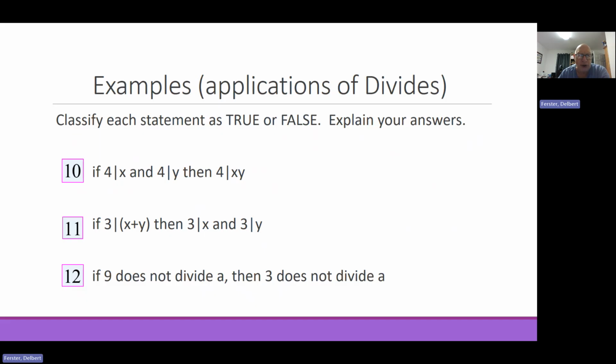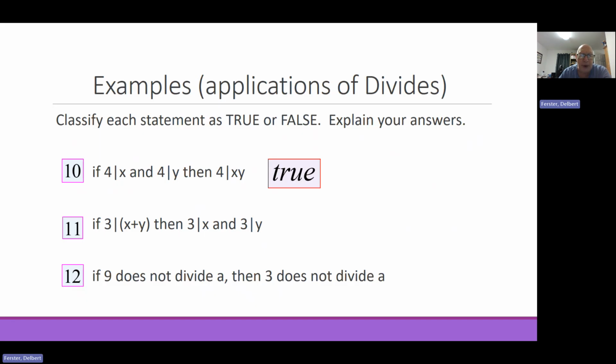And again, we're back to true, false. If 4 divides X and 4 divides Y, then 4 divides X times Y. Well, again, guess what? As long as I know 4 divides X, I don't care what you're doing with Y. 4 doesn't even have to divide Y. 4 will divide the product of X and Y. So that one's true.